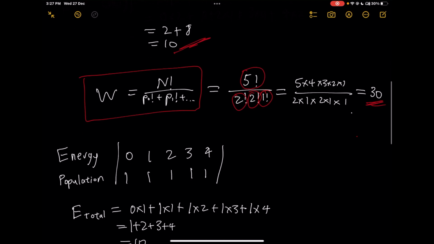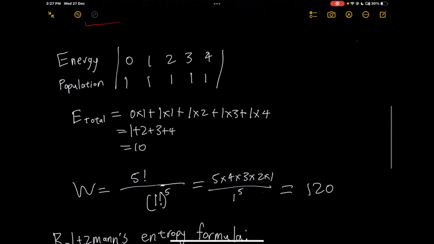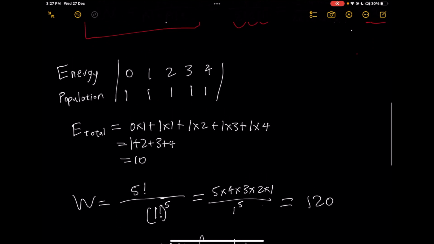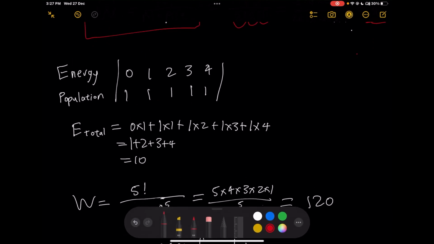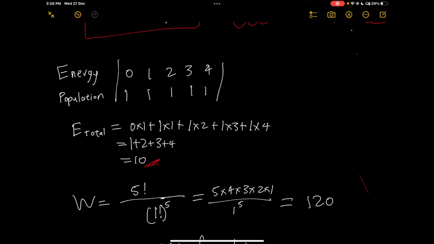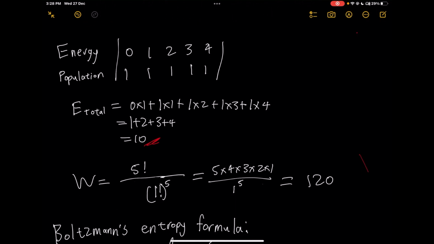Right. So let's look at the next example. In this case, there's one molecule occupying each energy level. So the total energy will still be equal to 10 because you just sum them up like this. So our assumption still applies.